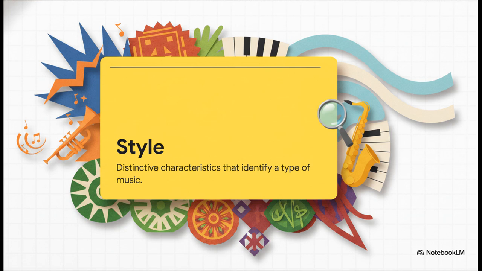For instance, within the broad genre of jazz, you have the energetic, fast-paced style of bebop, and then you have the smooth, relaxed style of cool jazz. Teaching students to listen for style means teaching them to notice those fascinating nuanced details that make a piece of music truly one of a kind.